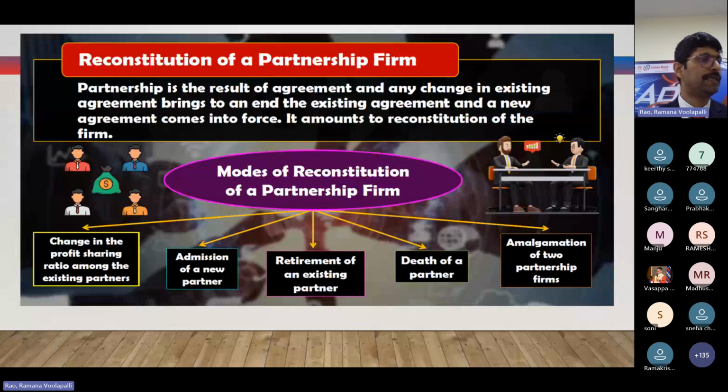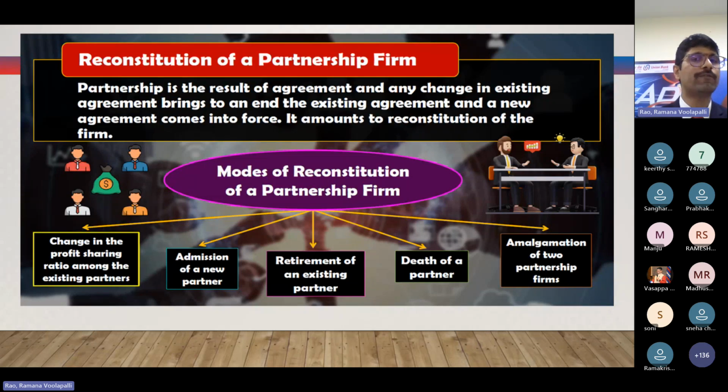So, reconstitution. When is reconstitution required? This chart shows that reconstitution can happen in the partnership whenever the partners want, whenever there is a death or retirement of one of the partners, or whenever a new partner wants to enter. These are all the situations where the reconstitution of the partnership has to be carried out. A partnership is the result of an agreement, and any change in the existing agreement brings an end to the existing agreement. Let us try to understand this statement once again.